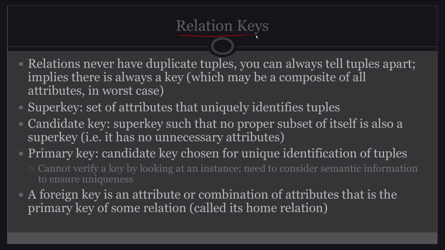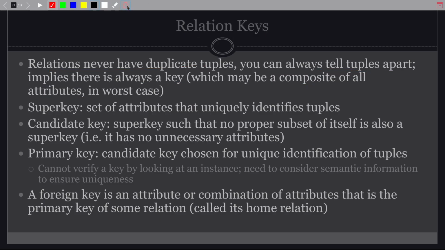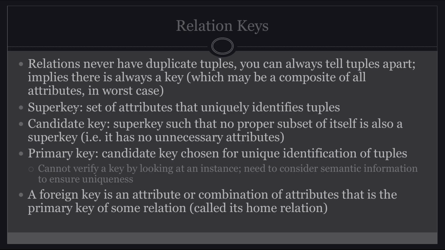Next, relation keys. Relations never have duplicate tuples because they're sets. You can always tell tuples apart, implying there is always a key, which in the worst case is just the composite key formed of all of the attributes. But the point is they're always going to be unique. Now, in terms of relations, the super key is a set of attributes that uniquely identifies tuples. This is just speaking generally. The candidate key is a super key such that no proper subset of itself is also a super key, meaning it has no unnecessary attributes. And the primary key is a specific candidate key that you chose yourself.